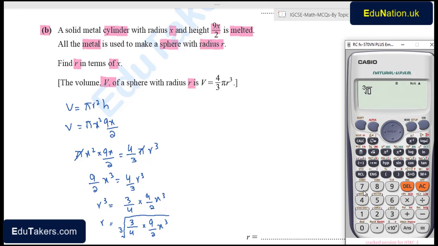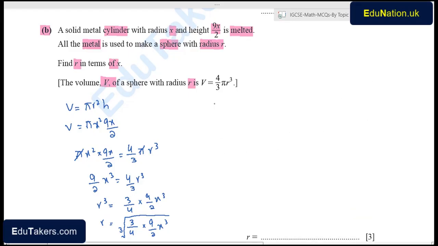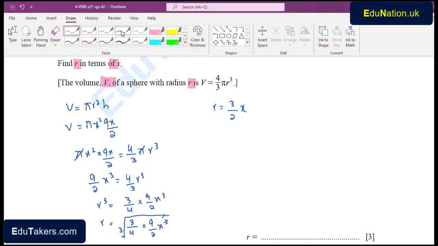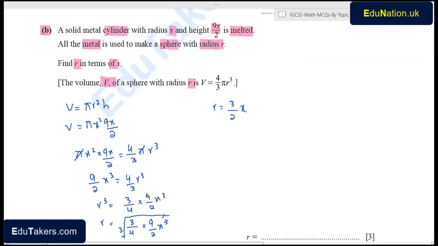So the cube root of 3 over 4 multiplied by 9 over 2 is 3 over 2. r is equal to 3 over 2, and the cube root of x cubed is cancelled. So here we will have 3 by 2 x. r is equal to 3 over 2 x.